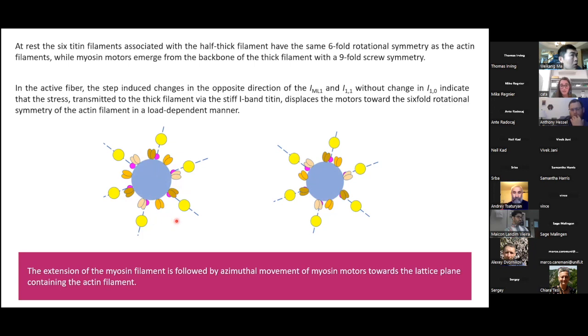But in the active fiber, the step induced a change in opposite directions of the intensity of the first myosin base layer line and the equatorial 1-1 reflection, without change in the intensity of the 1-0 reflection. This indicated that the stress transmitted to the thick filament via the stiff I-band titin displaced the motors towards the 6-fold rotational symmetry of the actin filament in a load-dependent manner. So the extension of the myosin filament is followed by an azimuthal movement of the myosin motors towards the lattice plane containing the actin filament.